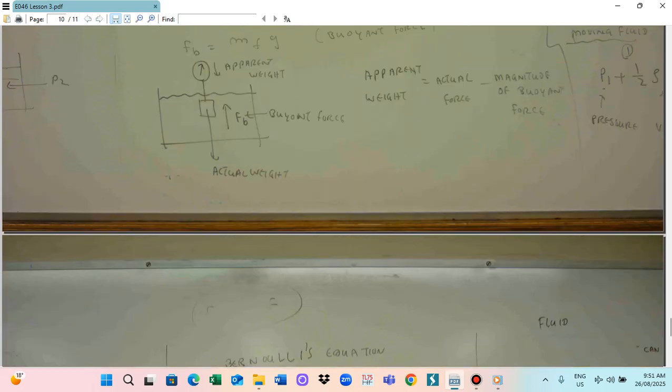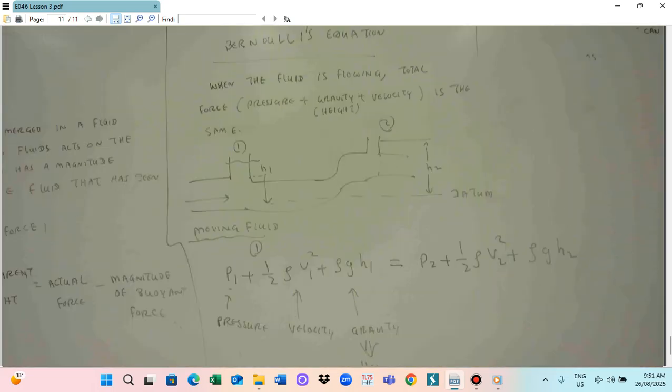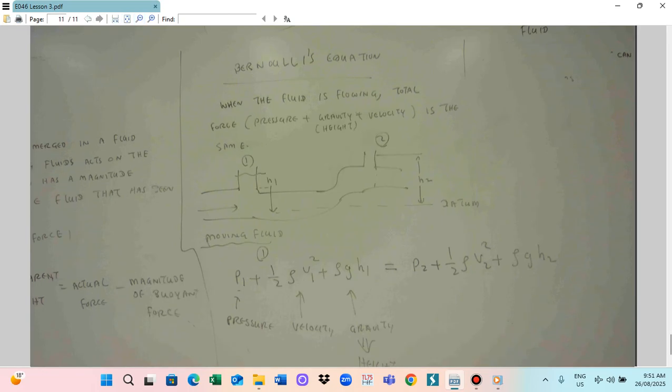Bernoulli equation means that in the pipe, this is the pipeline, and all the fluids are moving. So this is the moving fluid. Moving fluid means that we can measure this height as H1 and this height as H2, like this. So here is the datum height: H1, and this line is H2.